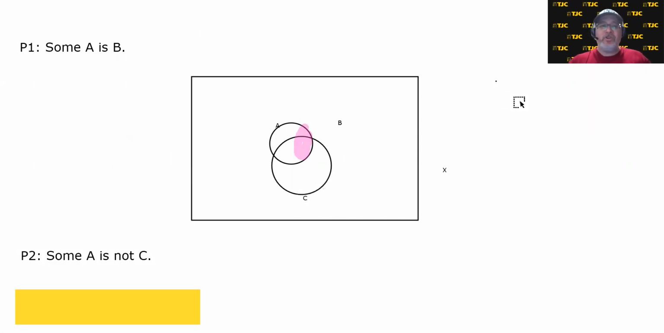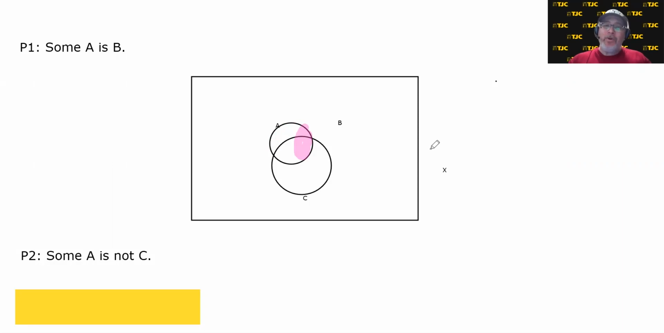So in other words, to say some A is not C is the same as saying that this region is not empty. Anything in that region would belong to A but not C, so that would give us some A is not C.